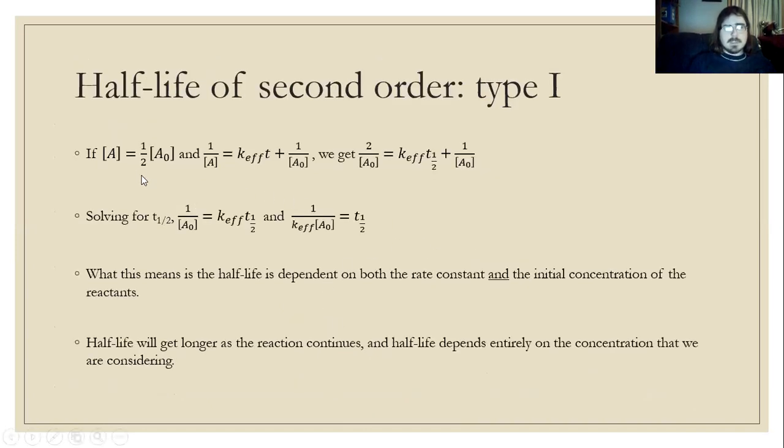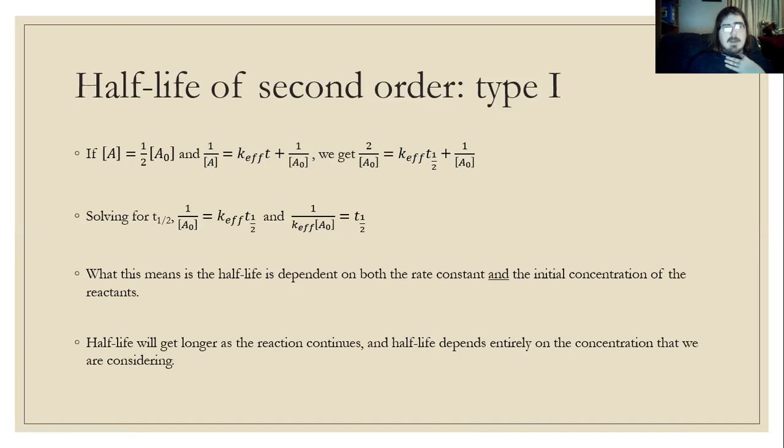The half-life of this, once again, we set A equal to 1/2 A sub 0. And plugging that in, that becomes 1 over A sub 0 times 1/2, which can simplify to 2 over A sub 0. We get 2 over A sub 0 minus 1 over A sub 0 goes to 1 over A sub 0 equals K effective t 1/2. And then if we divide by K effective, we get our half-life is 1 over K effective A sub 0.